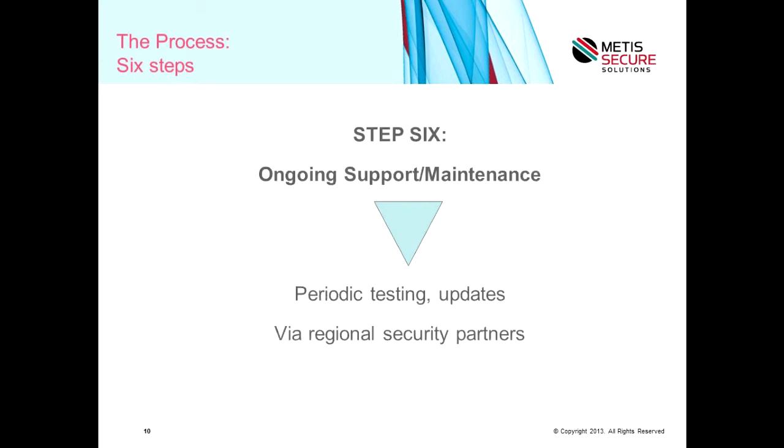And finally, step 6 is the ongoing support and maintenance of a system. Ongoing support and maintenance is important for any mission-critical system. We have security partners in every region of the country. We work with them to make sure that your system would be regularly updated, regularly tested, and maintained when any issues arise. And that way, when an emergency happens, the system is up and ready to go.